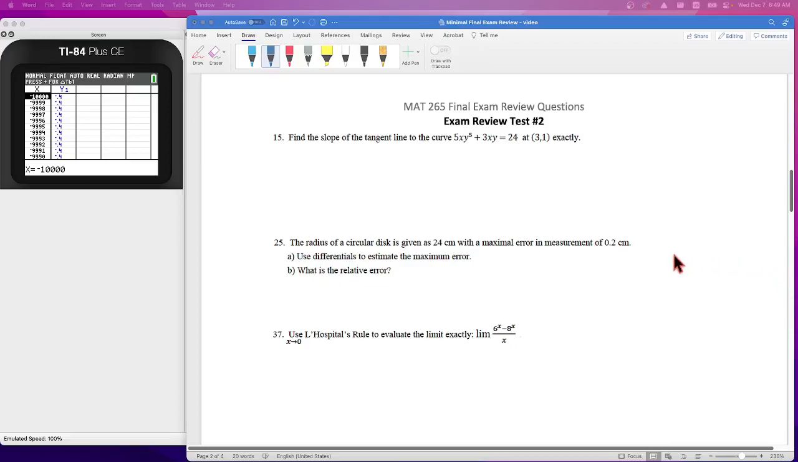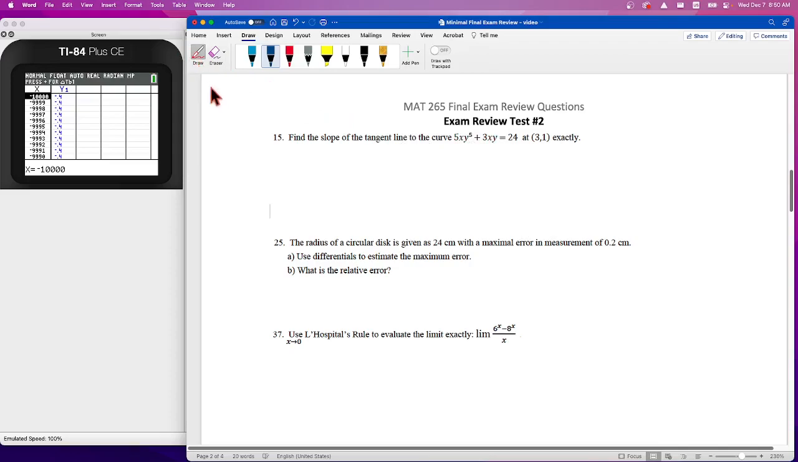Test 2 review for the final. We're asked to find the slope of the tangent line to the curve at this function at (3, 1) exactly. So you might remember we've got both x's and y's in here.